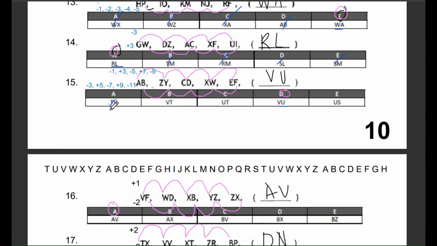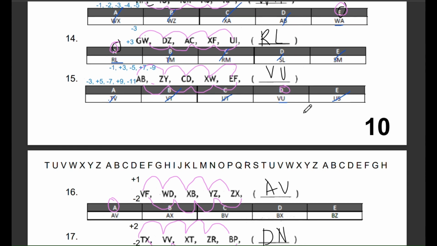Now let's discuss why the other options are incorrect. Options A and C, which are TV and UT, break the established patterns we identified. Option B, which is VT, only gets the first letter, V, correct. And finally, option E, which is US, is simply incorrect based on the pattern.